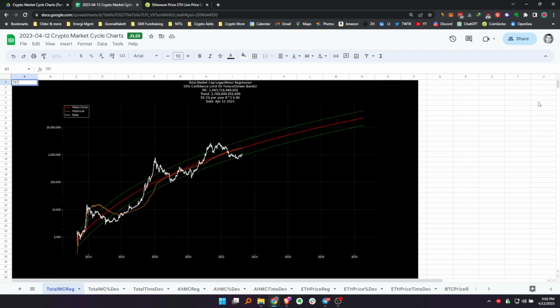I figure it's time for another crypto market cycle chart. I've got to think of a good name for these, by the way. So if you have good name ideas, let me know.